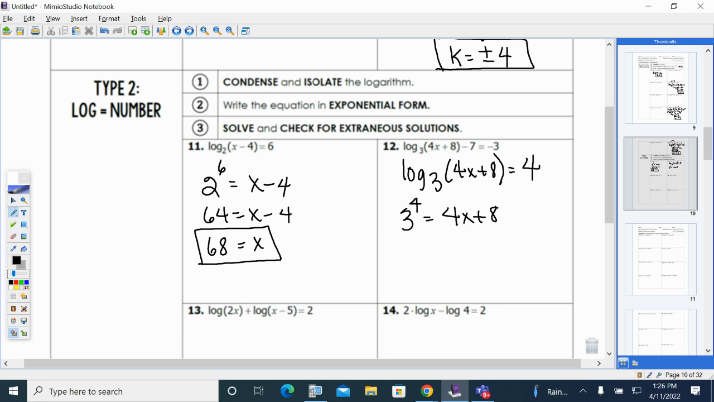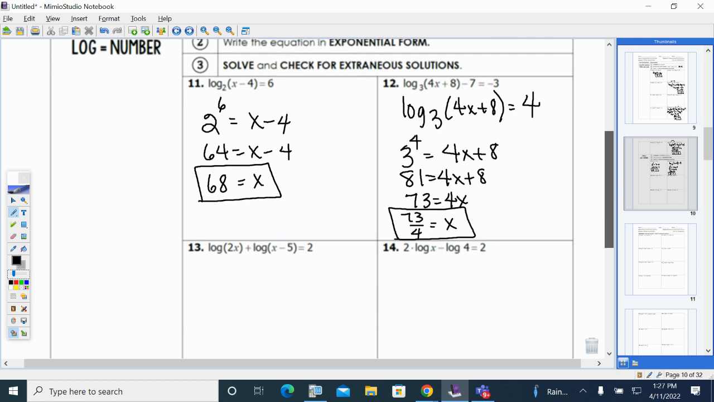3 to the 4th power is 81. Then we would subtract the 8. 81 minus 8 is going to be 73. And then when we divide by the 4, we get 73 over 4. Now, that will not simplify. That's a very ugly fraction. I grant you that. But when you plug it back in, it will work.